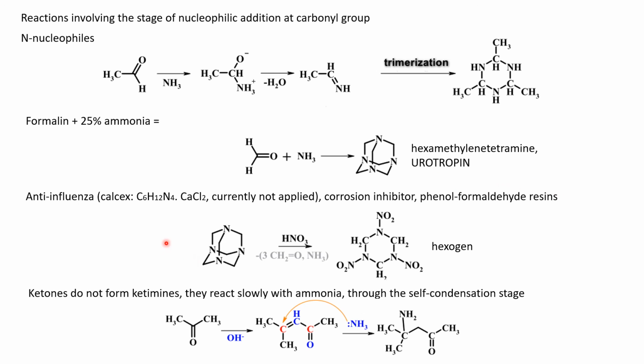It was used as an anti-influenza agent, and calcium chloride currently is not applied. It is also a corrosion inhibitor and used in phenol-formaldehyde resins. Urotropine reacts with nitric acid and forms hexogen. Ketones do not form imines in this way. They react slowly with ammonia through the self-condensation stage. For example, acetone in the presence of alkali forms active alkylidene derivatives and reacts with ammonia to form amino ketones.